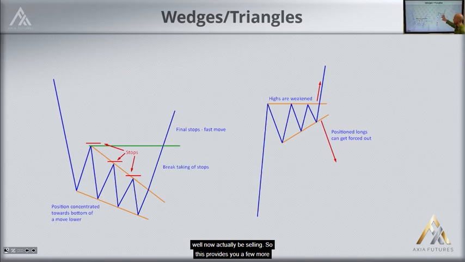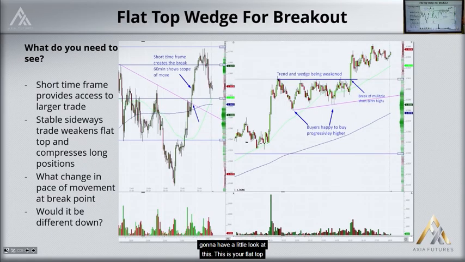So this provides you a few more options than this. This realistically is a move to be played back up, because it's a very difficult move to actually define when it's going to go down. Similar in the way that a flag failing and actually moving down is not a trade that's very easy to play. Right, so let's go and have a little look at this.